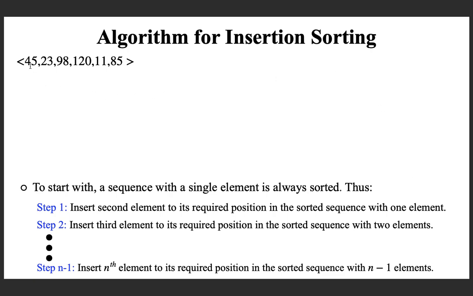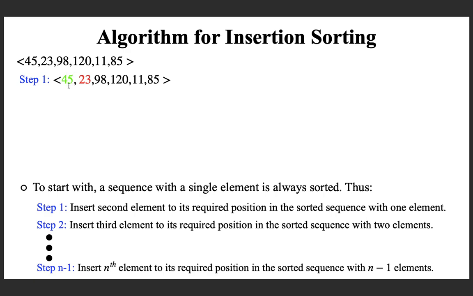Now consider a sequence of 6 elements given here. You can see that this sequence is not sorted. I want to arrange it in non-decreasing order. Now if you look at step 1, only this element is sorted. This green color means sorted, and from the remaining n minus 1 elements, I am going to insert this element into the sorted list.